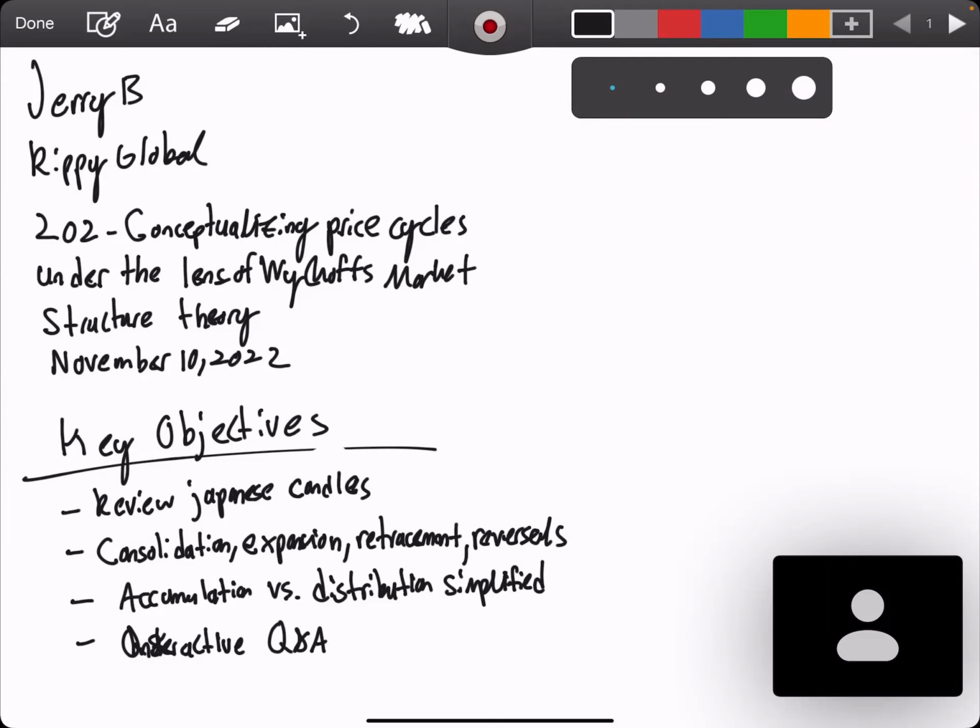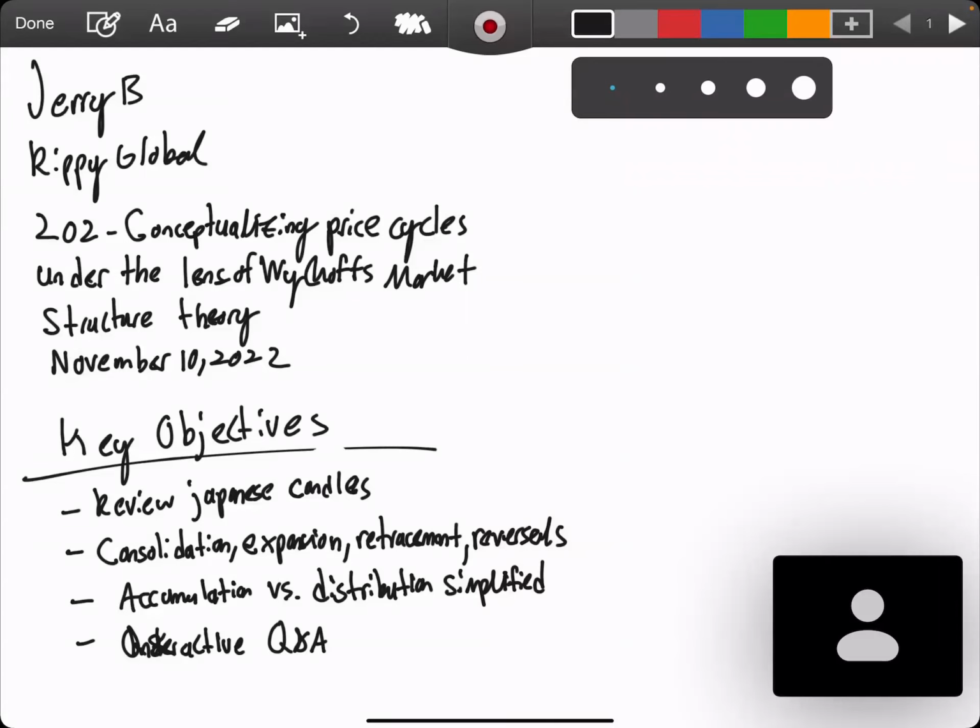So for today's class, we are going to be conceptualizing price cycles under the lens of Wyckoff's market structure theory. So what does that mean? What is Wyckoff and what are price cycles? As we know, the market moves up and down, but there is some theory to that price movement. And we'll be using Richard Wyckoff's theory to model what we were talking about within the first class.